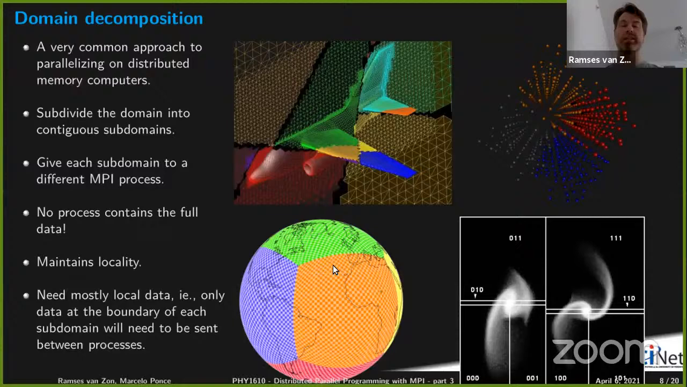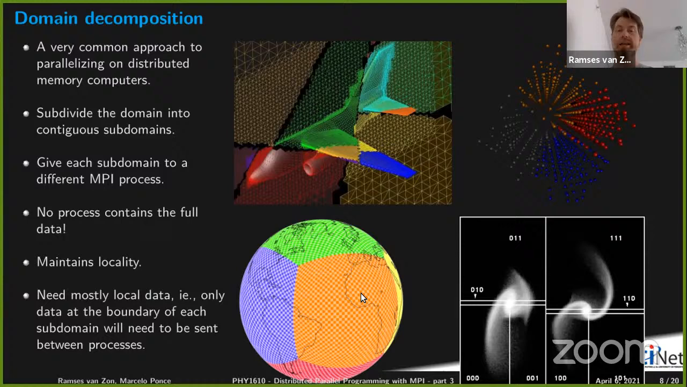So you want to minimize the boundaries between the domains, while at the same time making sure that the load is balanced. This is why these all are sort of semi-convex domains, so that the area to volume ratio is as small as possible. That is another way to say you maintain locality. You keep as much of the data as possible that you need in the same process.